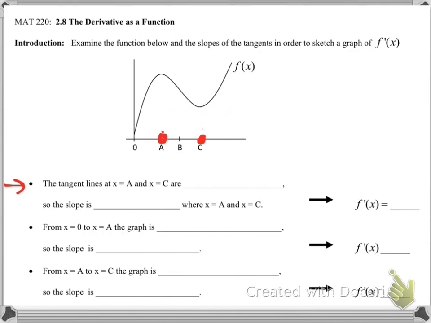And this is certainly something that I always want you to start with. Always start by looking at the curve and trying to determine where the tangent lines would be horizontal, because those are easy slopes to identify. They're slopes of 0. So now answering this question, the tangent lines at x equals a and x equals c are horizontal. So the slope is 0 where x equals a and x equals c, which means that the derivative is equal to 0 there.